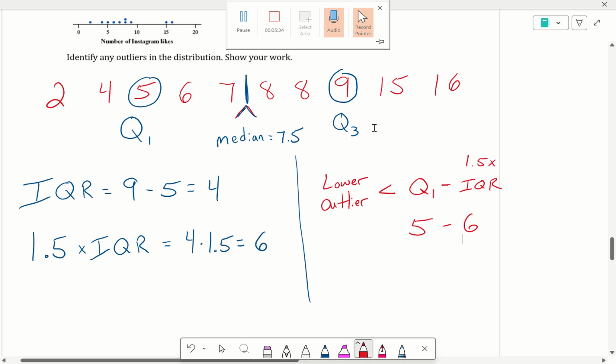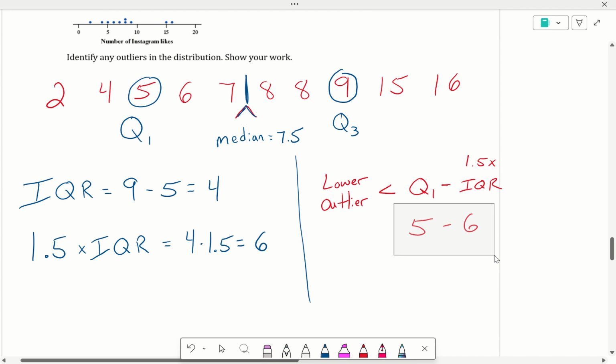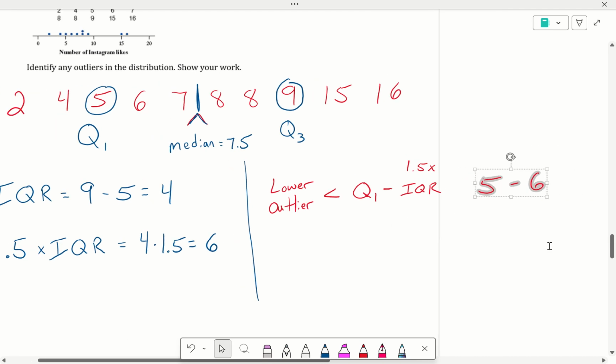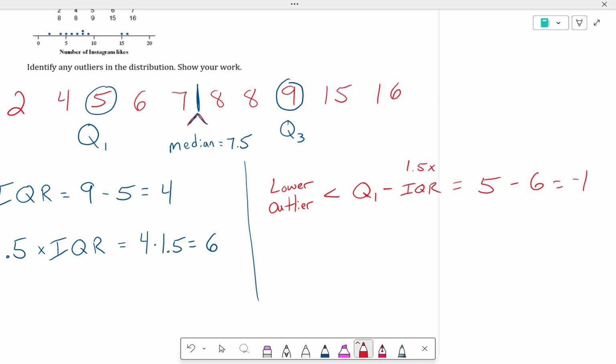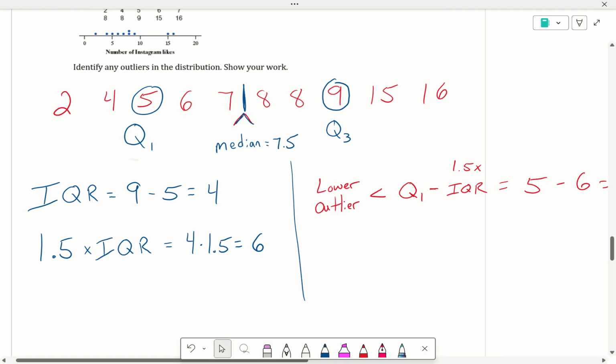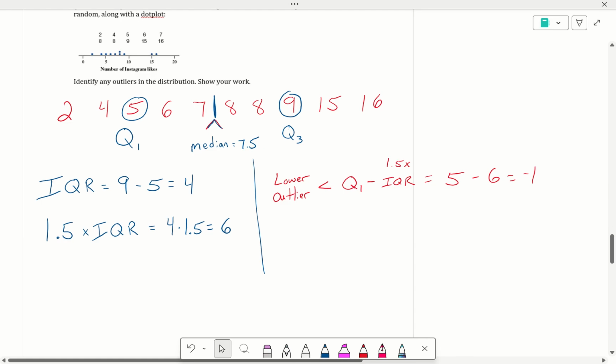So of course, we don't have any negative values in this. That does happen sometimes, by the way. We're only going to have positive observations, but the difference between the first quartile and 1.5 times the IQR ends up being negative. You did not make a mistake. That does happen on occasion. There's no negative values in this. There are no lower outliers in this.